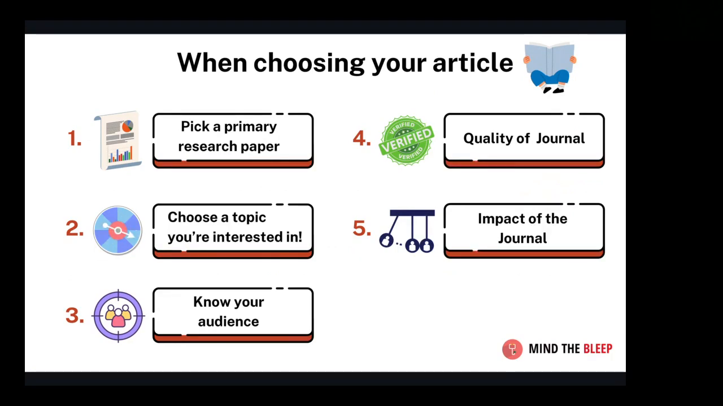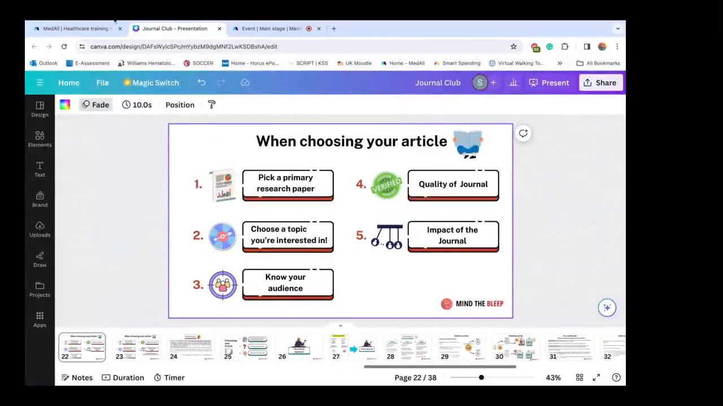Four and 5 tend to go hand in hand. So pick a journal article with good quality, and the impact of the journal can play a role in that. Not always, but in most cases. Does anyone know what I'm referring to when I say the impact factor of a journal article?